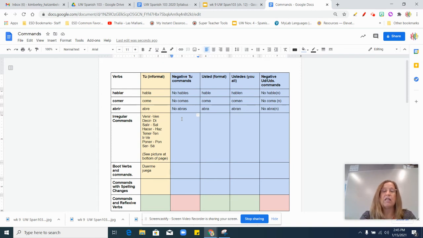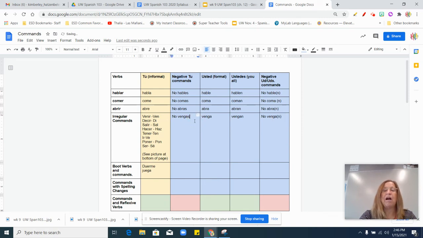So venir in the yo form present tense, I'm going to put a no here, is vengo, right? But you take off that o, and then you add the opposite verb ending. So no vengas, because venir is an IR verb, so we want AR endings. No vengas. And then usted is just going to be venga, come. And then you all come, vengan. And then you all don't come, no venga or vengan. That's the polite way to say that.